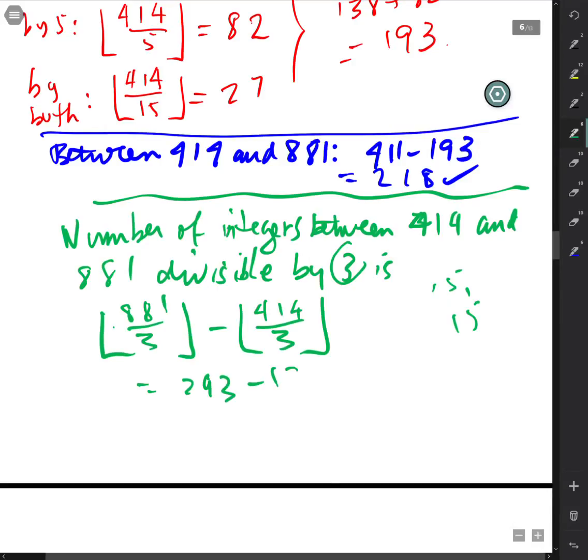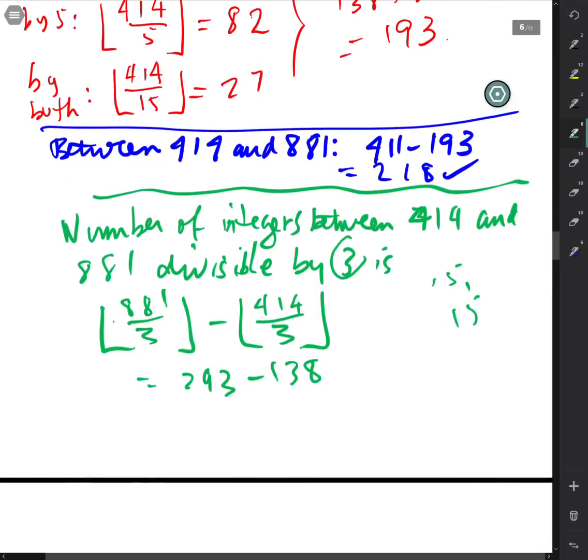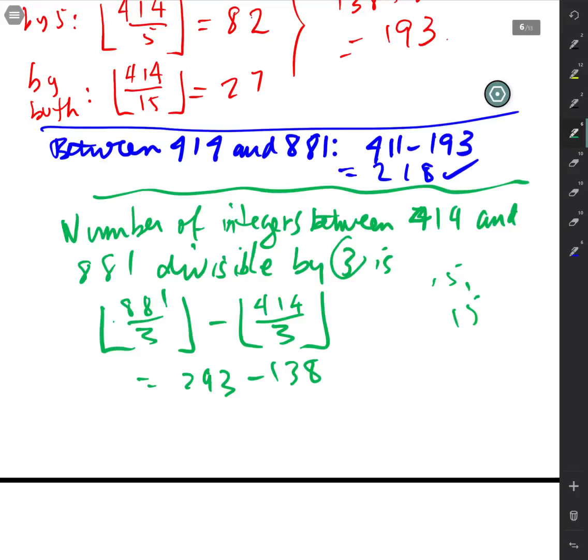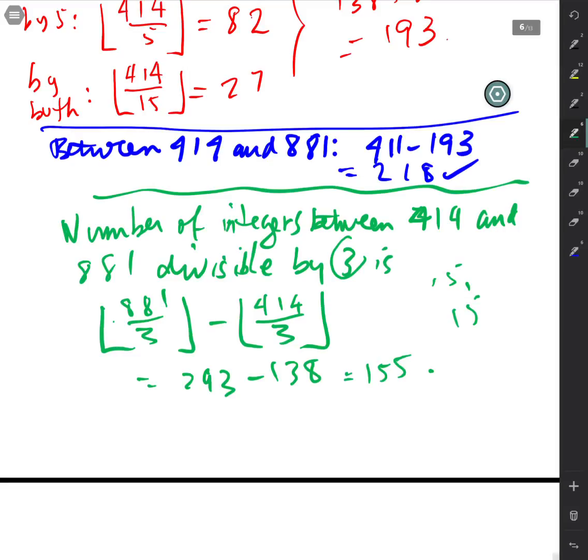Is that what we had up there? I think 138. Let me just make sure. Yeah. So what do we get there? 155. Yeah. So just another way to do it, another way to think about it, if that helps you.